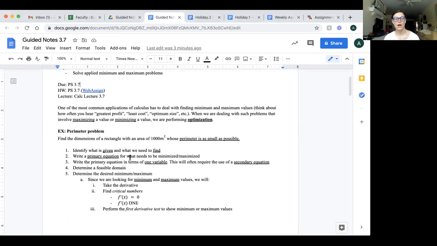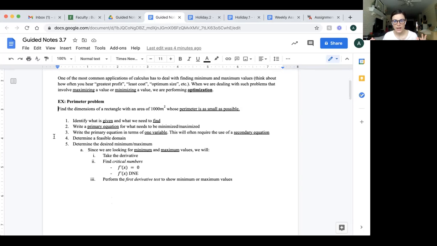One of the most common applications of calculus has to deal with finding minimum and maximum values. Think about how often you hear things like greatest profit, least cost, or optimum size. When we are dealing with problems that involve maximizing or minimizing a value, we are performing what is called optimization. This is like the related rates of chapter 3. Just like we had steps for related rates, we have steps for optimization, but I'm going to introduce those as we work through a problem.